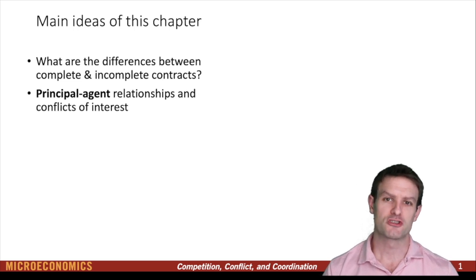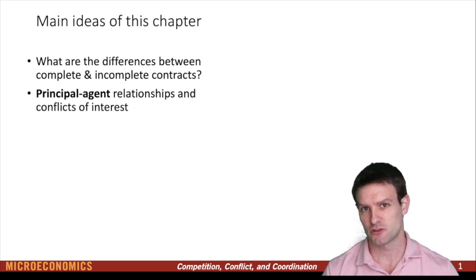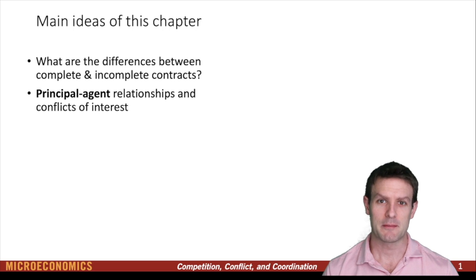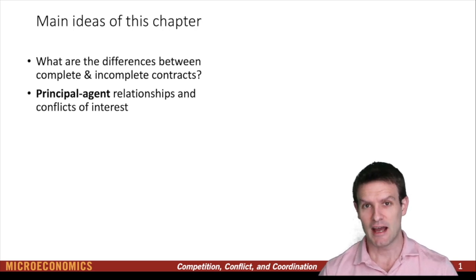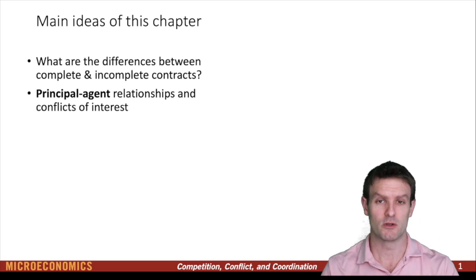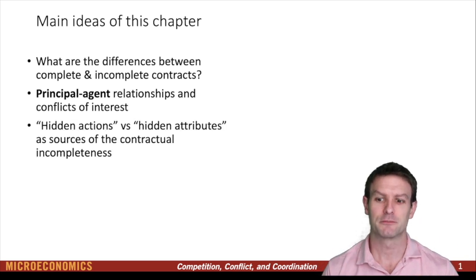Then we're going to talk about principal-agent relationships and conflicts of interest. Here we're going to have to talk about people who are in the role of the principal, people who are in the role of the agent, and what the conflict of interest is between the two of them in terms of the goals that they have.